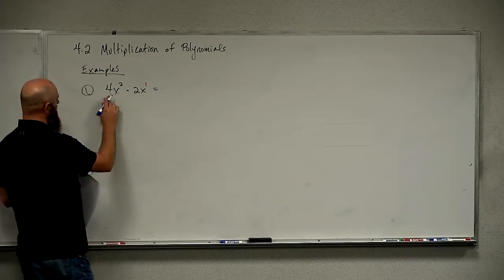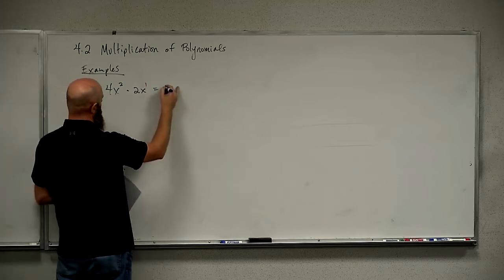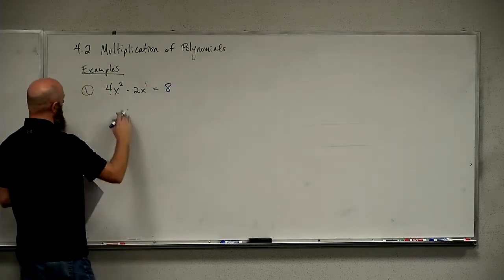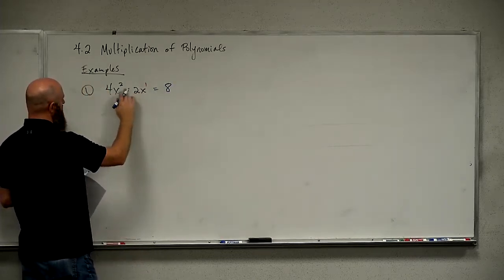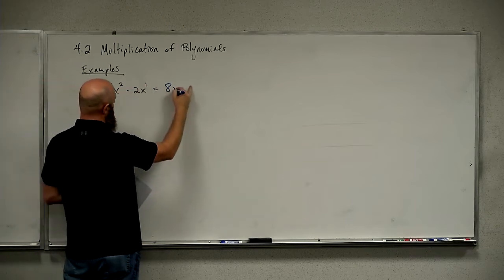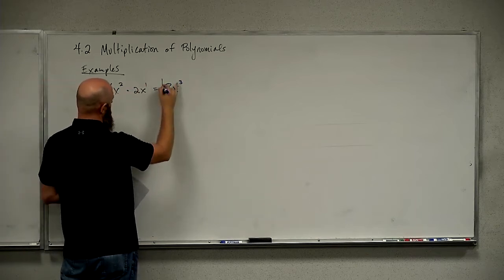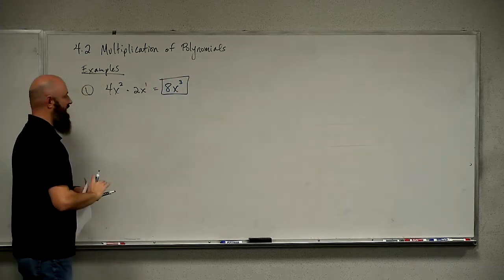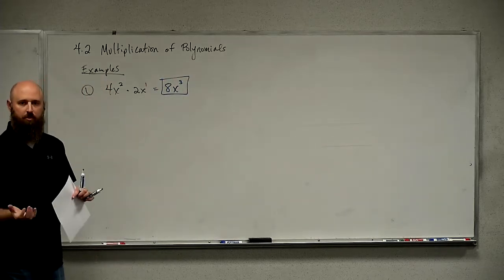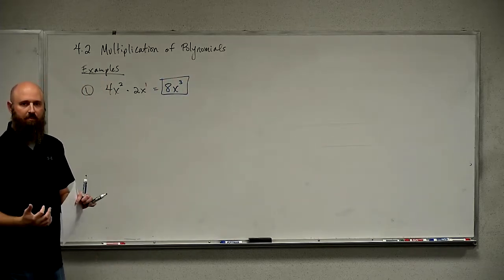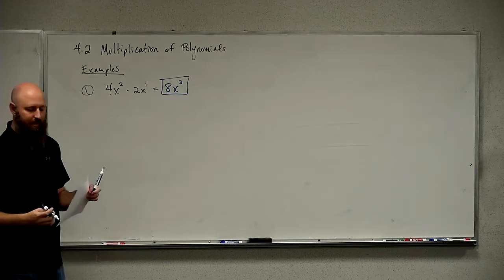So we first multiply 4 times 2, and that is 8. And then x squared times x, we add the powers. So 2 plus 1 is 3, so I get x to the third. And that is my result. Just by multiplying the coefficients together and then like variables together, we can do that.